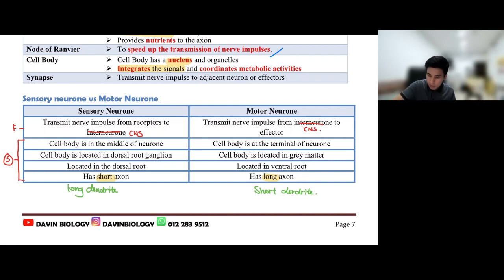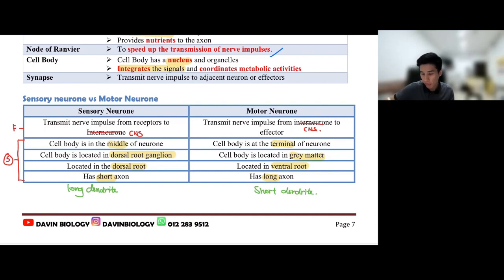Now this one we already mentioned: cell body, middle and terminal, cell body in dorsal root ganglion, in gray matter. This one is located in dorsal root, this one in ventral root. So that's another thing you can compare, meaning the whole neuron, where is it found? One in dorsal root, one in ventral root. Then just now we already compared short axon, long dendrite, short dendrite. Also very easy. Now, let's do one question.